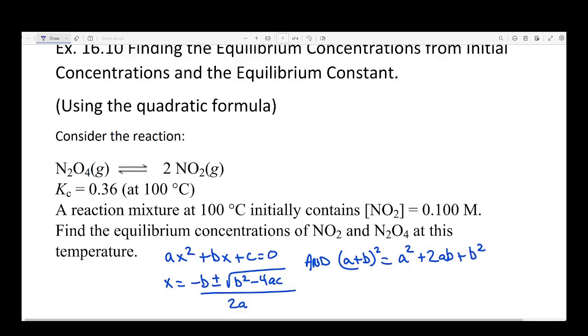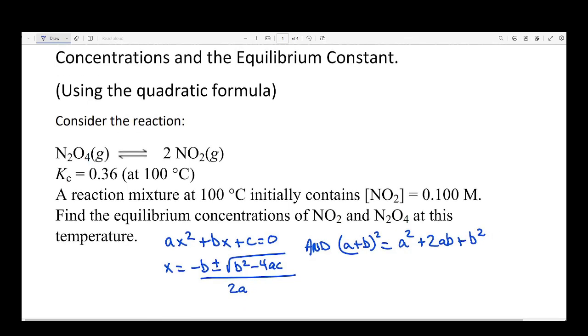And we're given a K sub C for this reaction, which is a K based on concentration, of 0.36 at 100 degrees C. So this reaction mixture at 100 degrees C, which just means that our K is 0.36 because it's at that temperature, initially contains an NO2 concentration of 0.100 molar. Find the equilibrium concentrations of NO2 and N2O4 at this temperature.